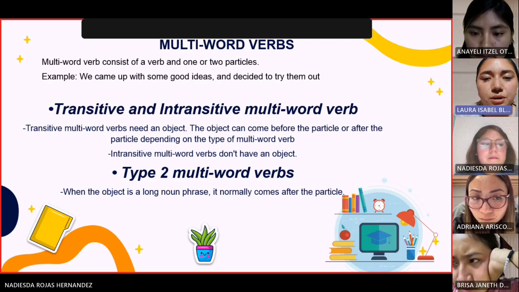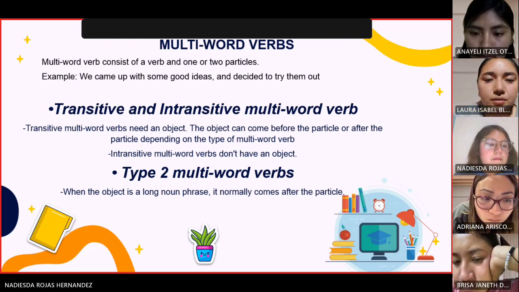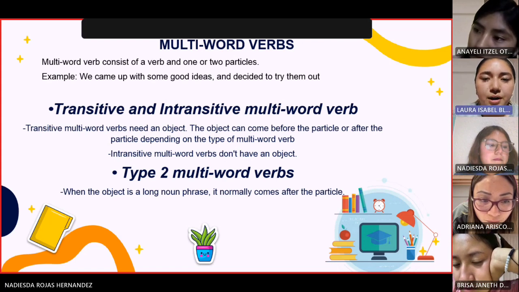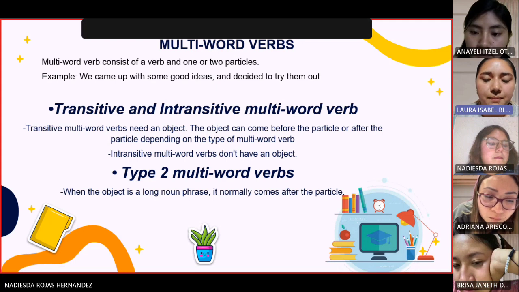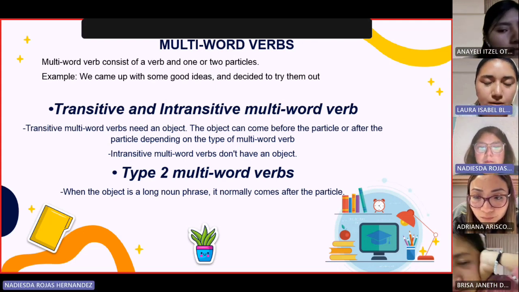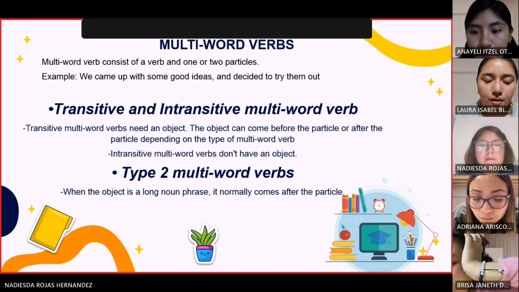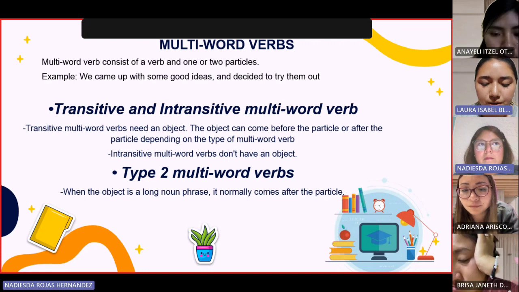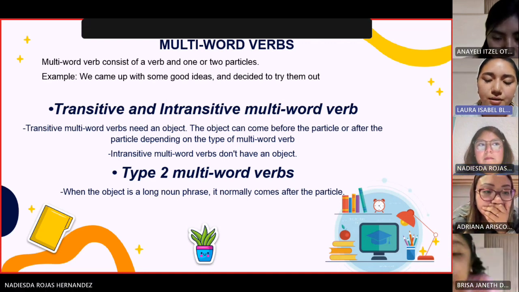Type 2 multi-word verb. When the object is a long noun phrase, it normally comes after the particle. For example, throw away those old shoes that are nearly falling apart.